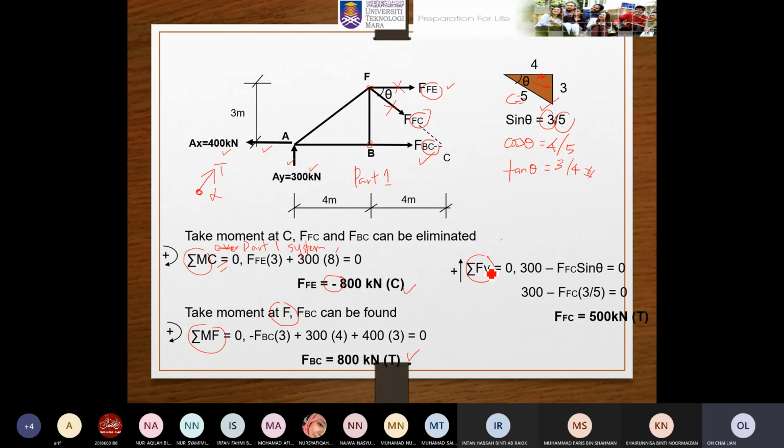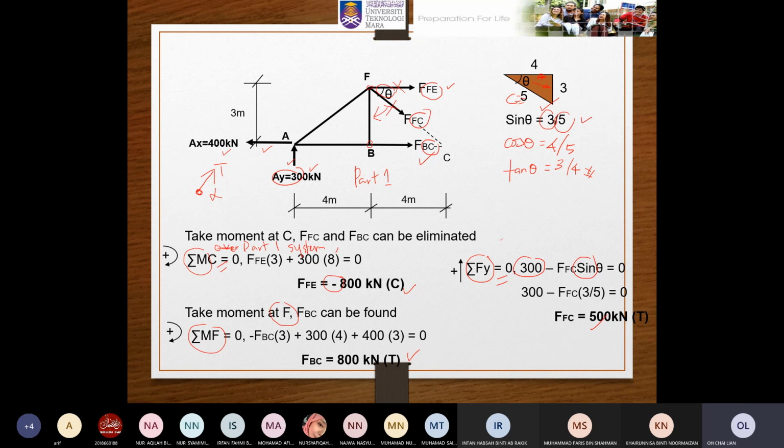Okay, but now in this case they use the summation Fy. So here, be careful, summation Fy equal to 0. So we get 300 here, and AX is not vertical. And what else is vertical? Oh, only FFC. So you need to resolve the FFC into vertical force. So when you resolve these forces away from this angle, you resolve into this vertical, then you use sine theta. Okay, that you already get the sine theta here. So you get your FFC.